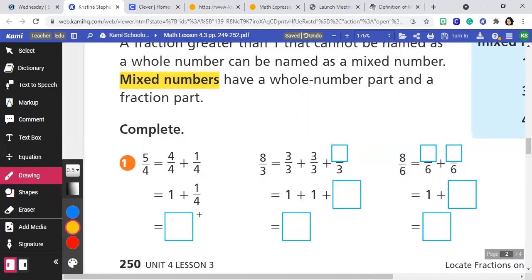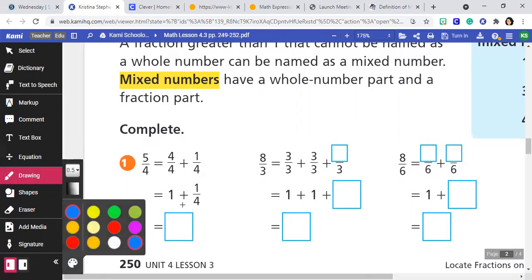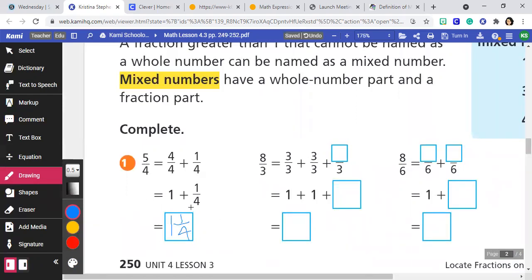Now in math, you remember me telling you that sometimes mathematicians are lazy. We like to take shortcuts where we can. So when we have 1 and 1/4, we don't need to write the plus sign. It's implied that it goes together in a mixed number. So 1 plus 1/4 is going to be written as 1 and 1/4. It's implied that they're being added together. That's why they're called a mixed number.